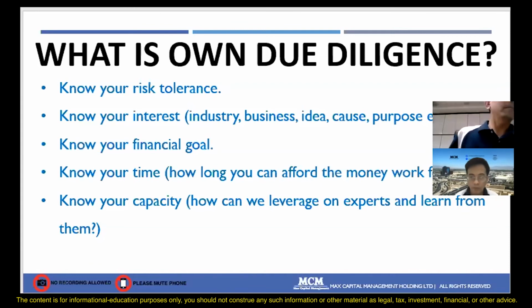The third one is actually the financial goal. We should have our financial goal. We cannot finish our money gambling. We also cannot put all the money into a savings account in the bank. So we want to have our financial goal.